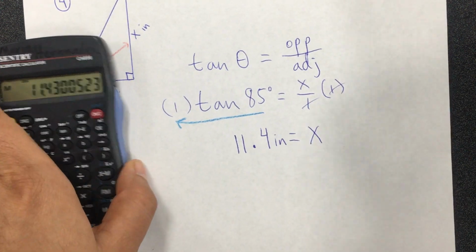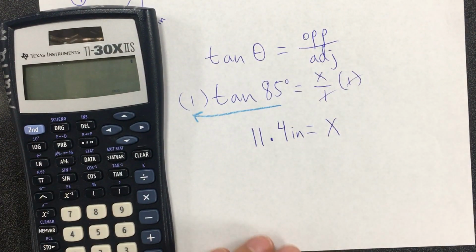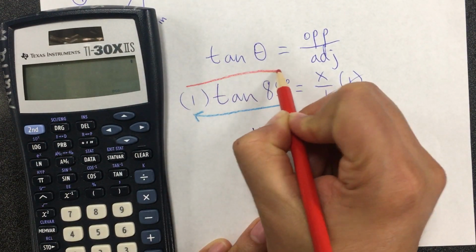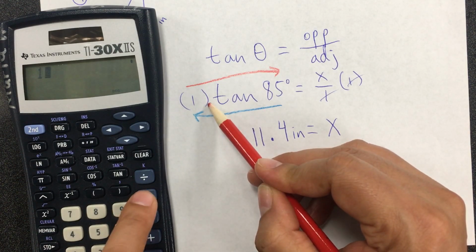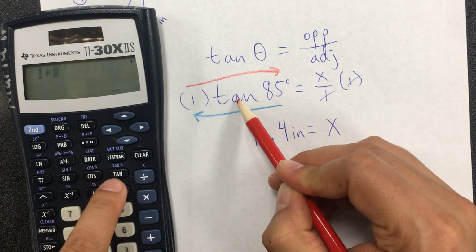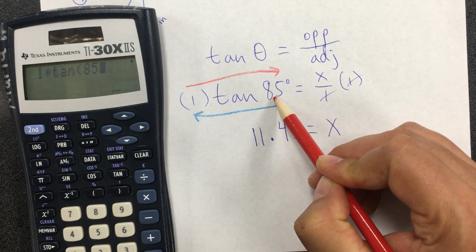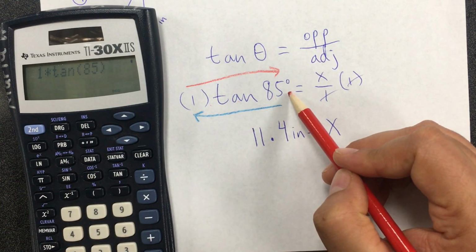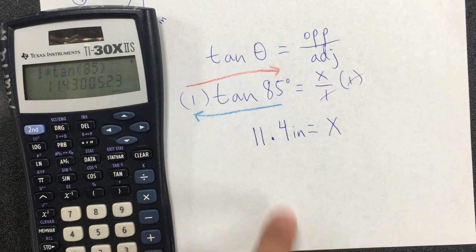Now with this other calculator, it goes from left to right. 1 times tangent 85, close, and equal. Okay, so 11.4 inches.